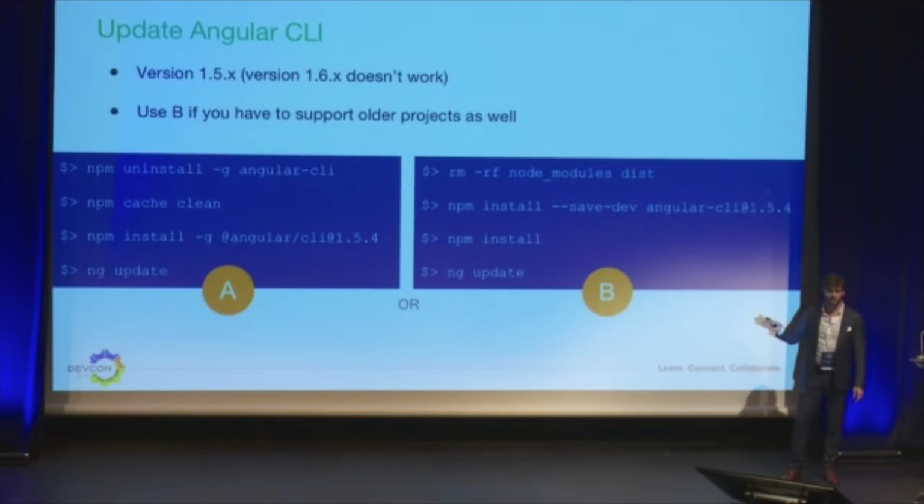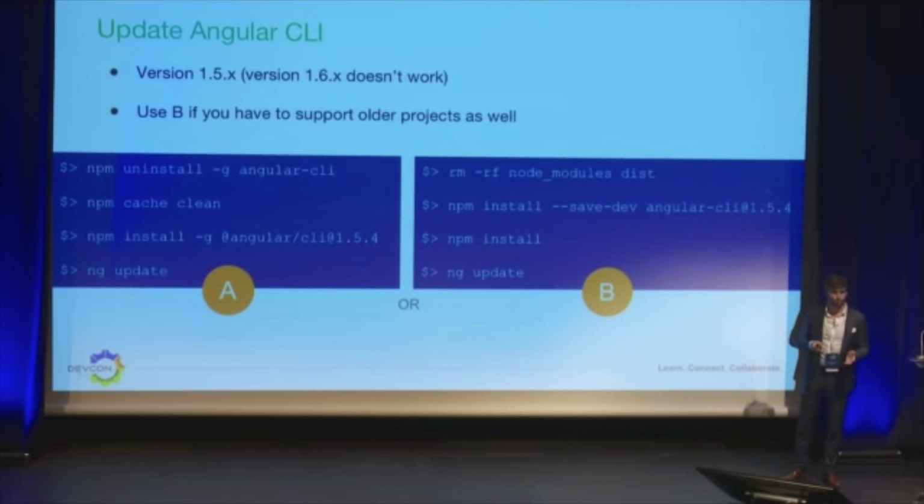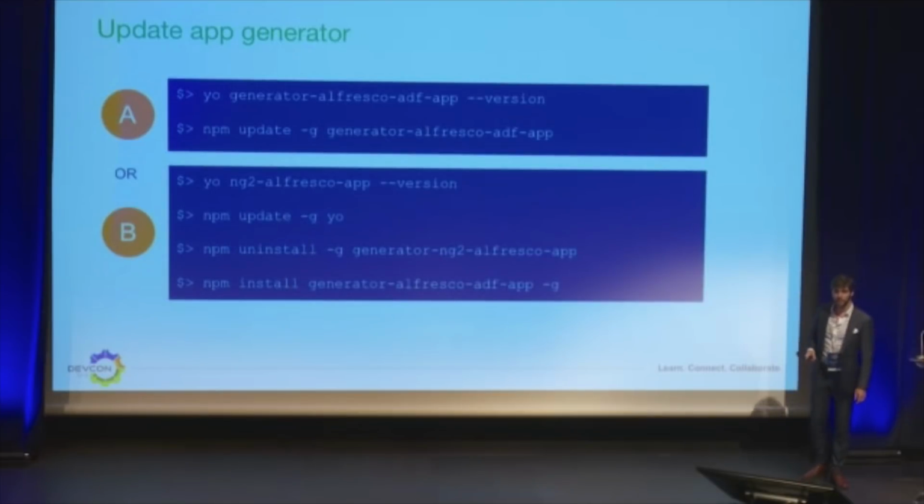Option A is on global level, which means if you upgrade the CLI, it will be upgraded for every project on your system, which is probably something you do not want. So I recommend going with option B, which is installing it on project level, so you can still support your older projects and use older versions of the CLI tool.